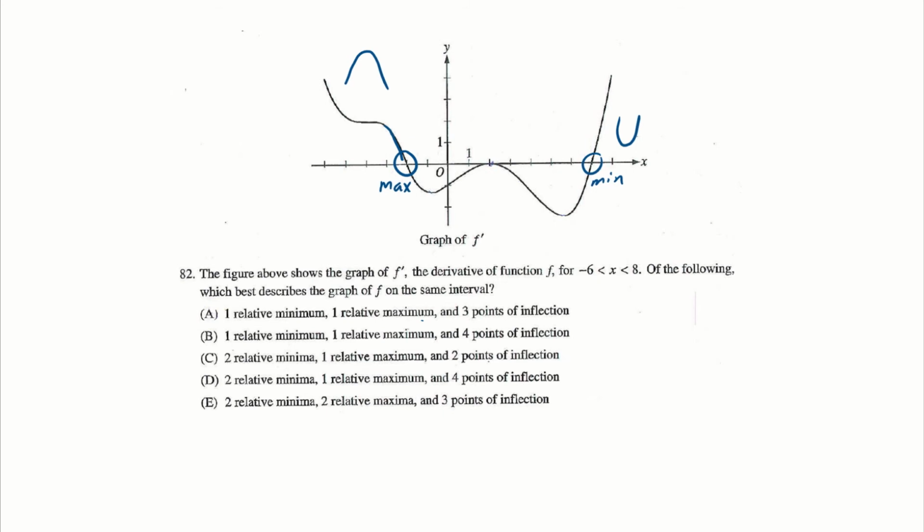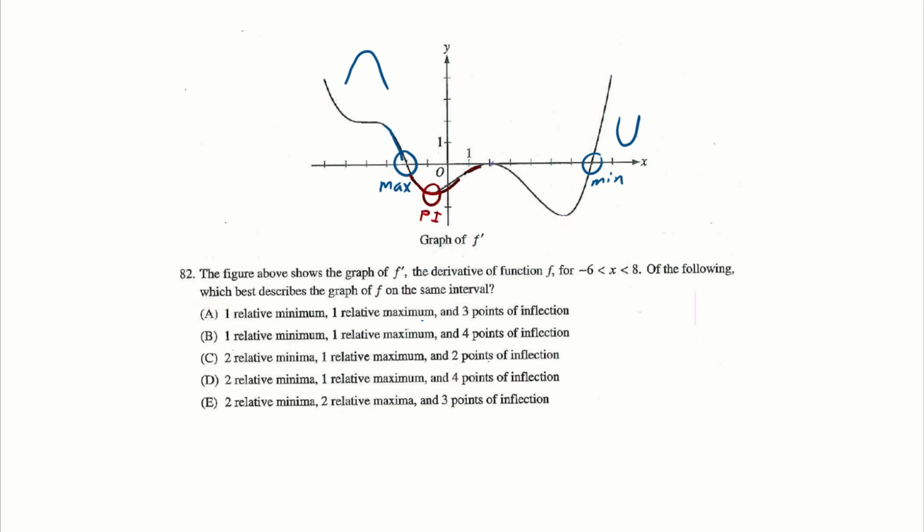Now I've got to look at points of inflection. Points of inflection on the first derivative are the max or mins of the first derivative. Right here is a minimum on the first derivative, which means the slope of the first derivative is switching from decreasing to increasing. See that? So on the original function, the slope was slowing down and then it started picking up again. So this is a point of inflection.